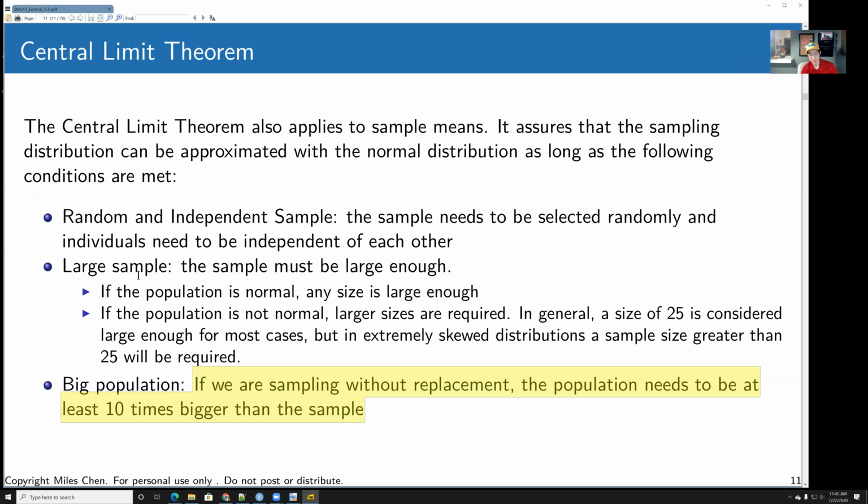The idea that the sample has to be large enough remains the same, but how do we check that? With proportions, we said n times p has to be bigger than 10, and n times 1 minus p also has to be bigger than 10. Here, it's a little bit more vague. If the population is normal, any size is large enough. And we kind of saw that here.